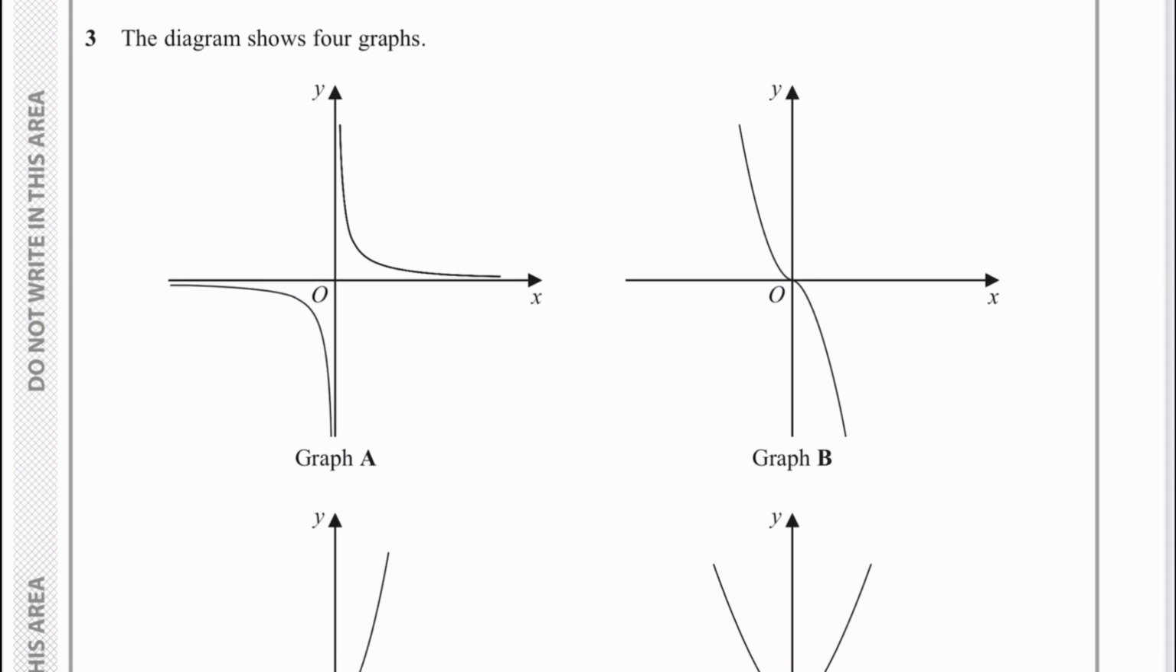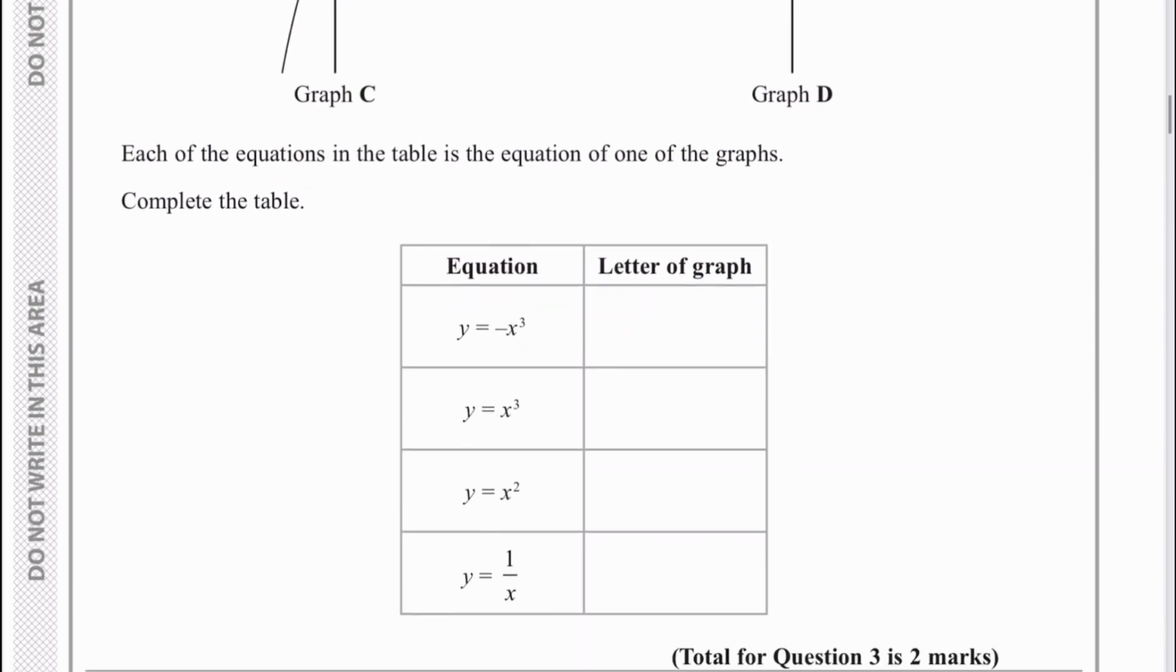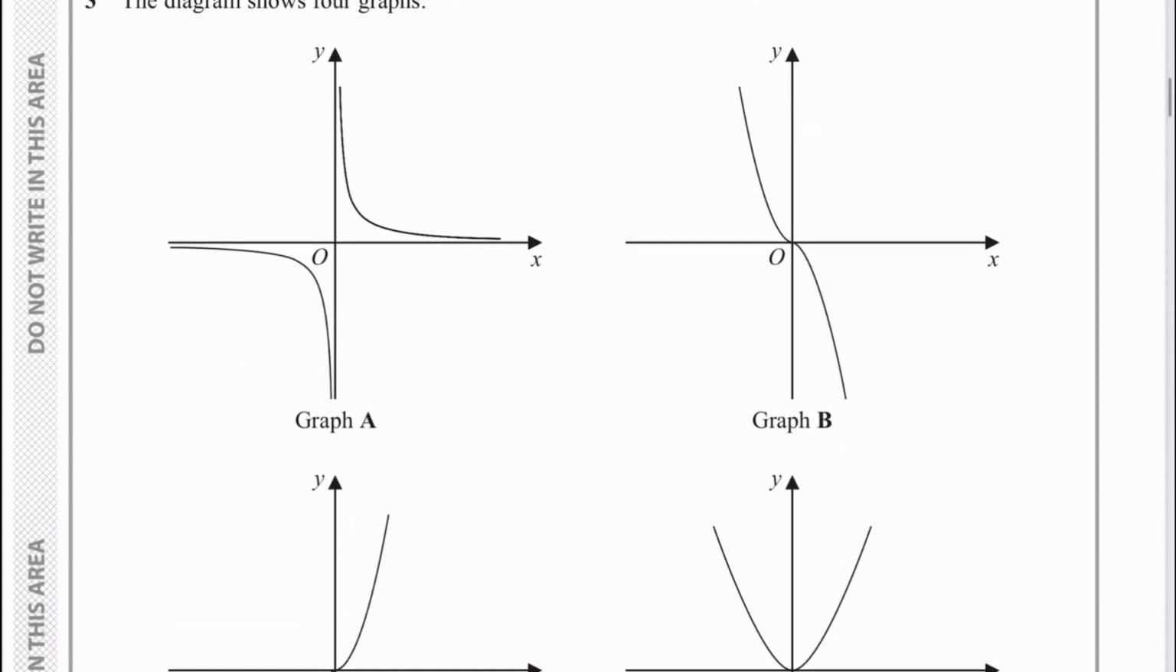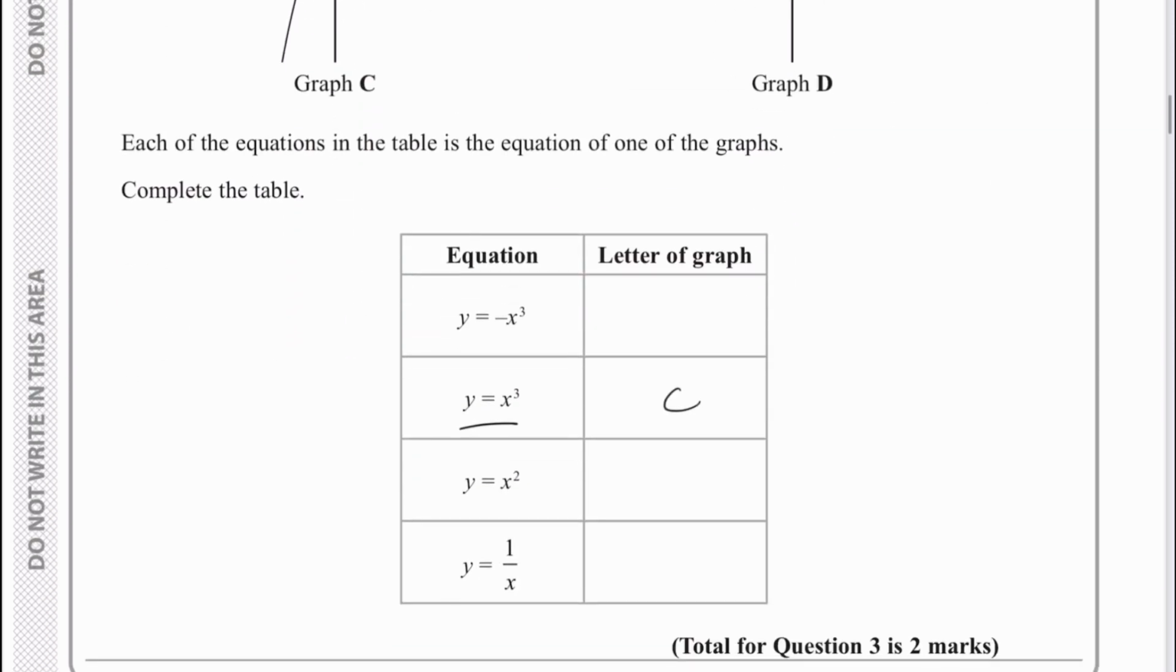Okay, so the diagram shows 4 graphs, and we're asked to work out which graph is which. Well, probably the easiest way is to start with the ones that you know. So I happen to know this particular one is going to be graph C because it's this one over here. Now I know that's y equals x cubed. I also know that D, which is the second one, is y equals x squared. So that's going to be this one underneath. That's going to be D.